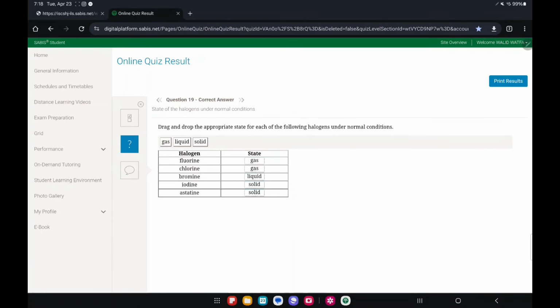Yeah, these ones you memorize them. Fluorine is okay. You have to know all of them are gases except bromine is a liquid. Remember, bromine exists as a liquid. That and mercury are the only two elements that can exist as a liquid in the normal state. Iodine and astatine are both solids.